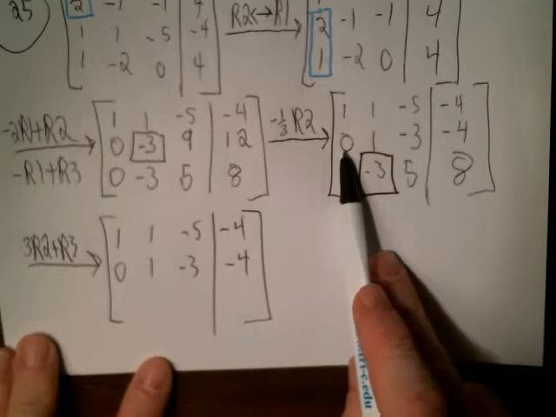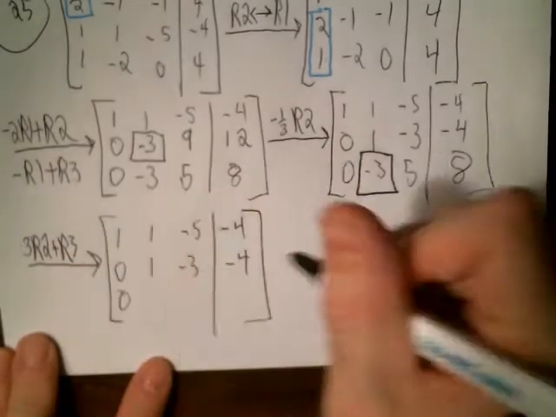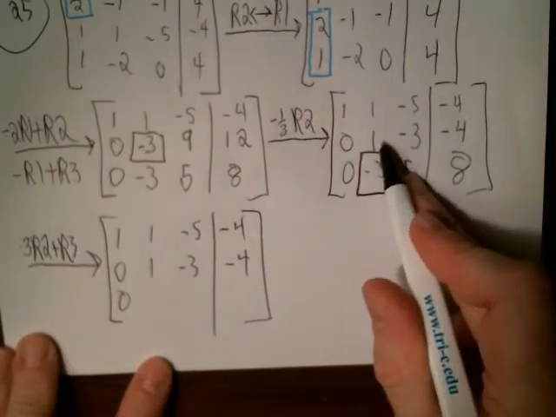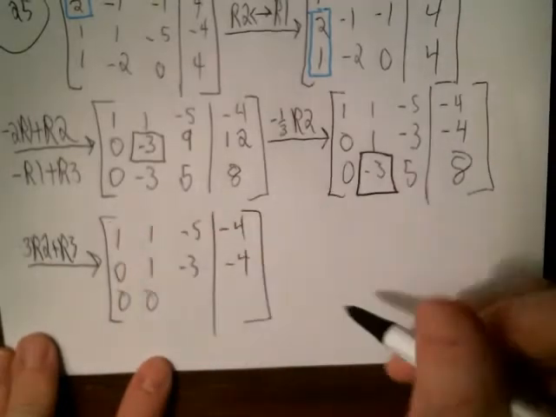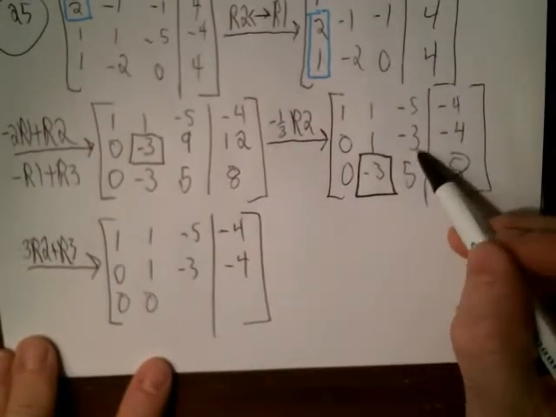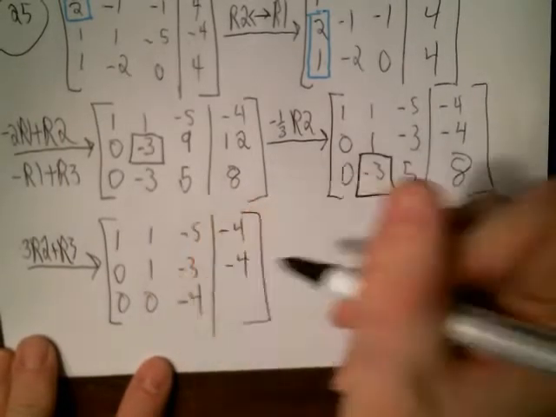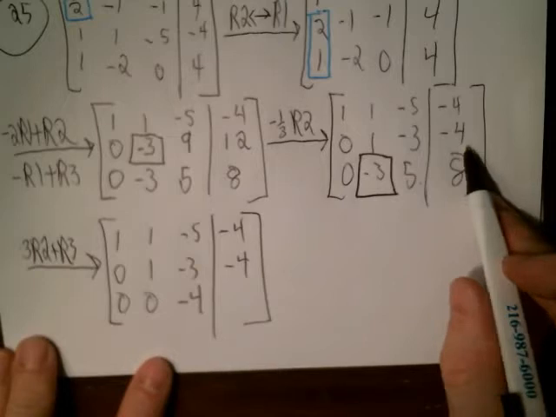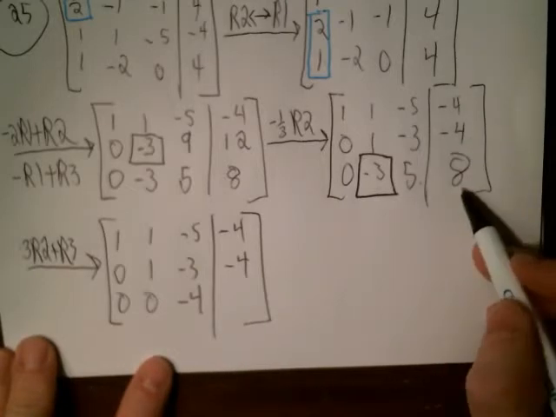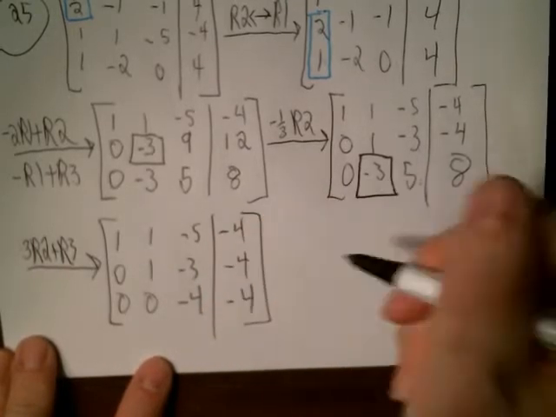So 0 times 3 is 0. 0 plus 0 is 0. 3 times 1 is 3. 3 plus negative 3 is 0. 3 times negative 3 is negative 9. Negative 9 plus 5 is negative 4. 3 times negative 4 is negative 12. Negative 12 plus 8 is negative 4 again.